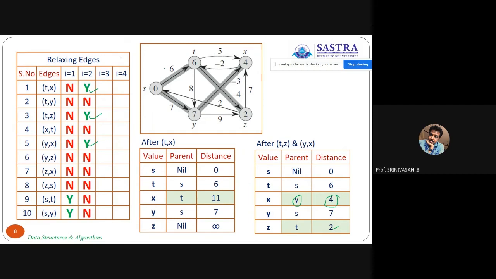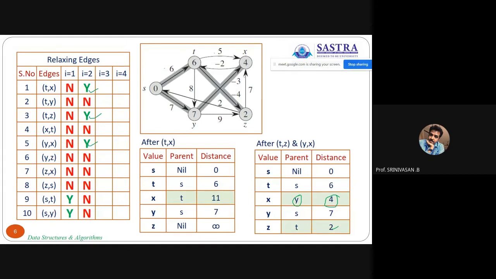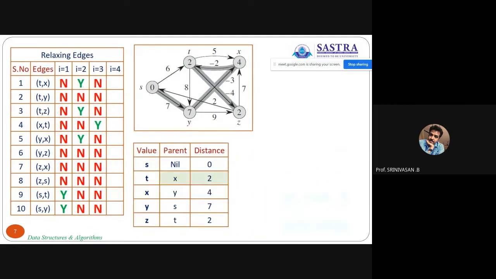Okay, so in iteration 3, we are going to repeat the same procedure. So during iteration 3, the same procedure will be applied. So now only x comma t is getting changed, x comma t. What is the x and what is the t here? So 4 minus 2 is 2, but it's already 6. So we need to update. So this will be changed to 2, and the t parent will be updated with x. So see that t parent is x, the distance is 2. Like that we change it. So this is the resultant graph. So at the end of the third iteration, this is the resultant graph.